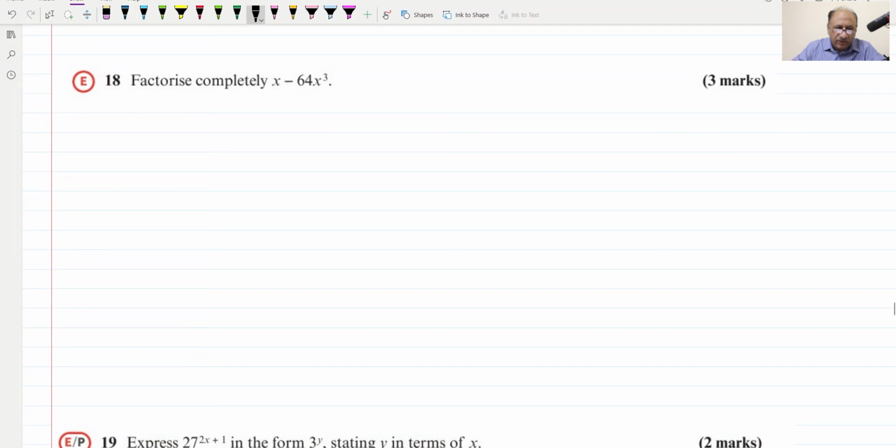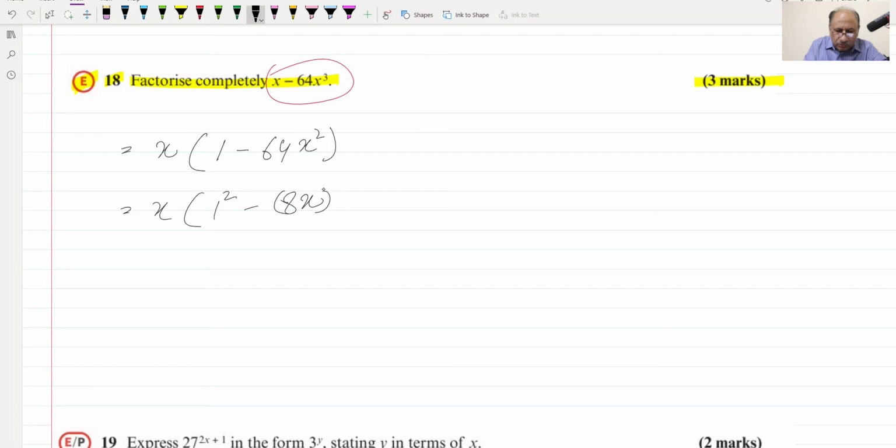They are saying factorize completely, and this is exam question 18, factorize completely. This one is a 3 mark question. So we will have to check for anything common from here. We can take x common, so what remains inside will be 1 minus 64x squared, and this we can write as 1 squared minus, 64 will be 8 squared, so 8 into x whole squared.